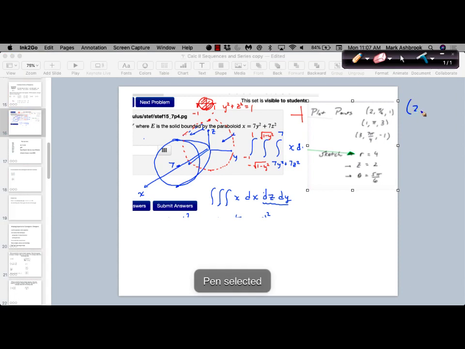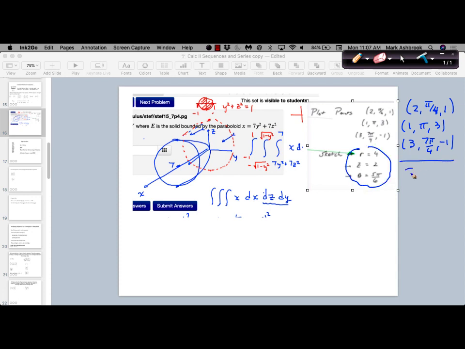I'll write this again. (2, pi over 4, 1), (4, 1, pi, 3), and (3, 7 pi over 4, negative 1). So plot those points in R3, and then sketch whatever this set of points turns out to be. And then sketch r equals 4, z equals 2, and theta equals 5 pi over 6.